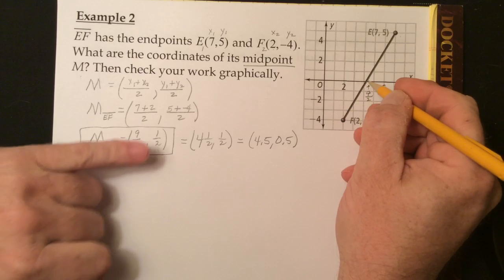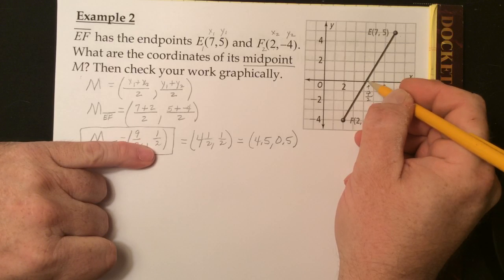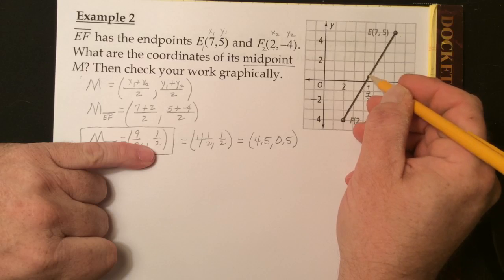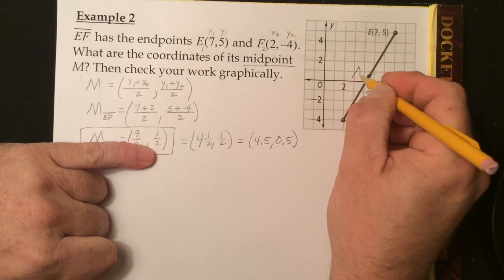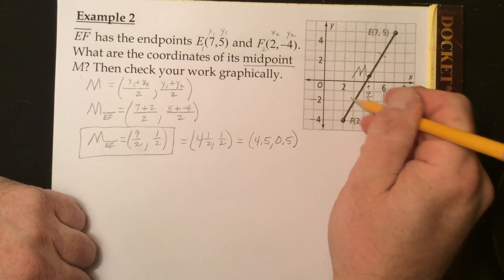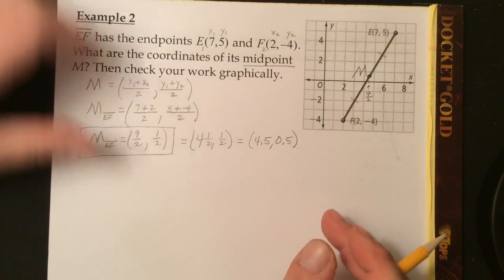And then from there, we go up positive, up 1/2 unit. This is one full unit, go up 1/2 unit, and you end up right there. This is M, the midpoint. So ME and MF are congruent. Anyway, there's the graphical picture of that.